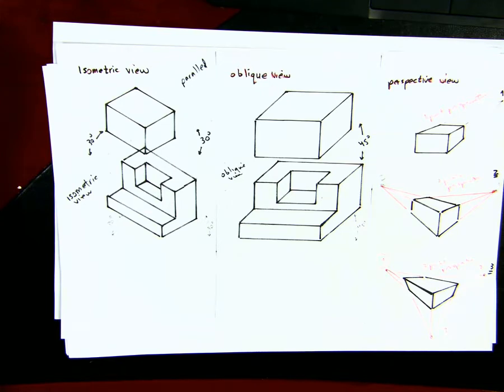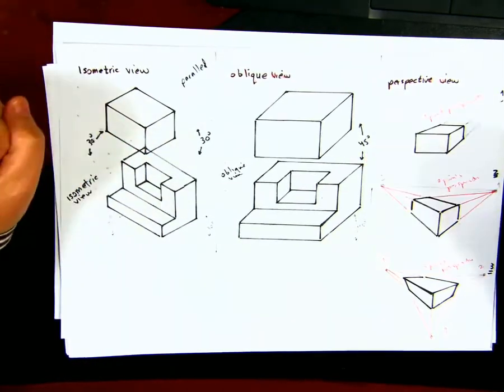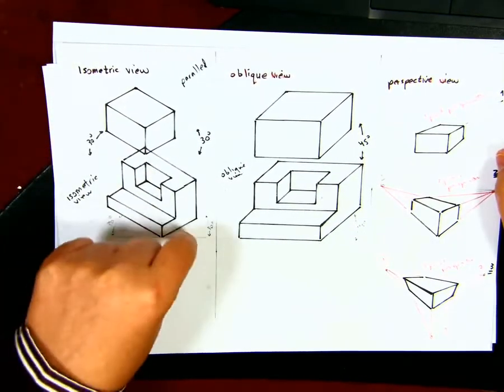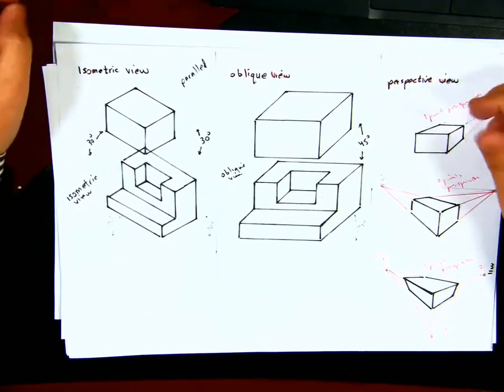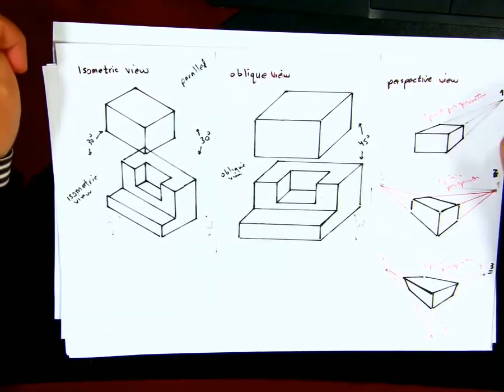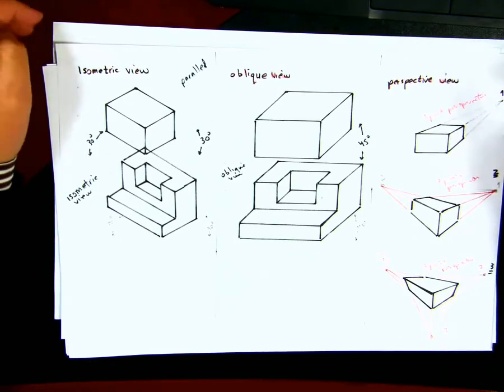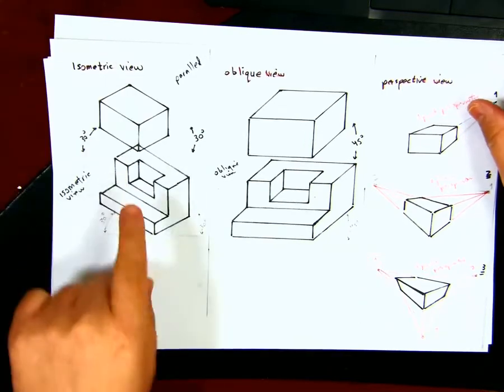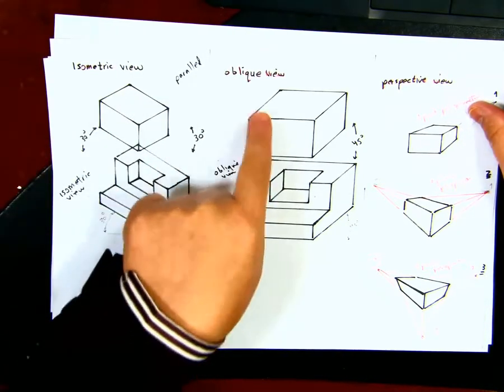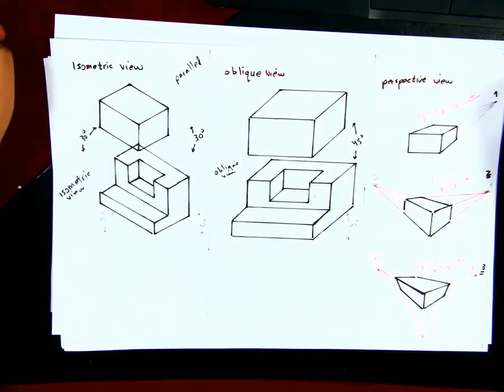As you know, this is a pictorial sketch, which represents a 3D object on a 2D sheet of paper by orienting the object so you can see the width, height and depth. So we are representing the 3D object on a 2D sheet of paper. What types of views do we have? We have three types: isometric view, oblique view and perspective view.